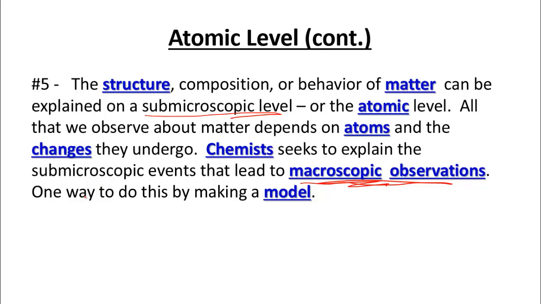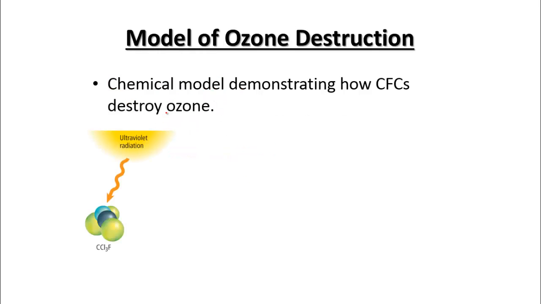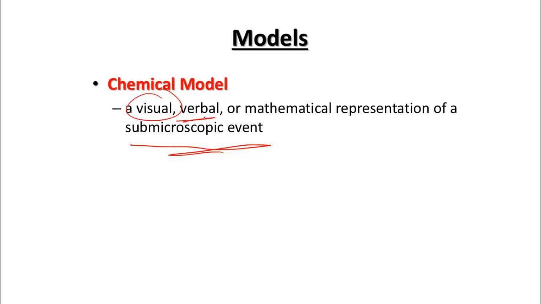And one way that scientists do this is by making models. And we already saw a model earlier. Here's what a model is, by the way. It's a visual, verbal, or mathematical representation of a submicroscopic event. So visual, kind of like this right here where I'm showing you what happens with pictures. Or we could have a verbal description, like a sentence written out, like a chemistry law or something like that. Or a mathematical representation, like a mathematical law, like PV equals PV. And we'll get into this in second semester. And I believe you touched on this in physical science as well.